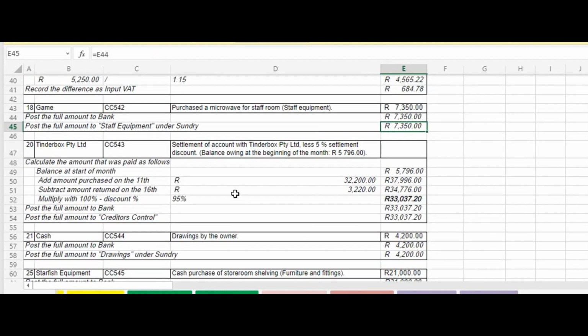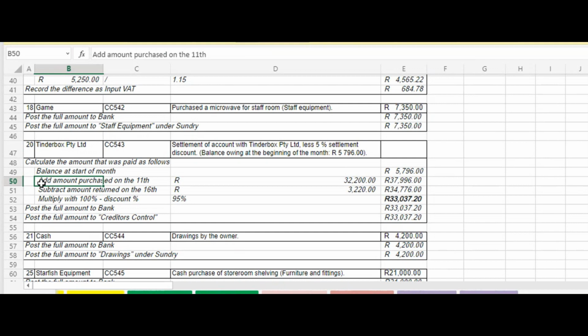Oh, here's a lot going on. Okay, so now we have to be careful. The amount was not given in that column. It says to us that on the 20th, we settled our account with Tinderbox. We got a 5% settlement discount, and the balance owing at the beginning of the month was 5,796. Now we must calculate the amount that we paid. How much did we pay? Well, we start with the balance at the beginning of the month, that was 5,796. And then we must go and look at everything that says Tinderbox.